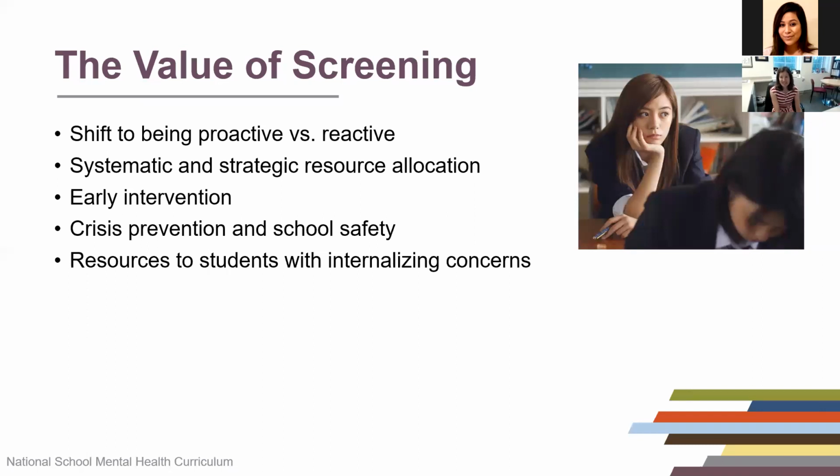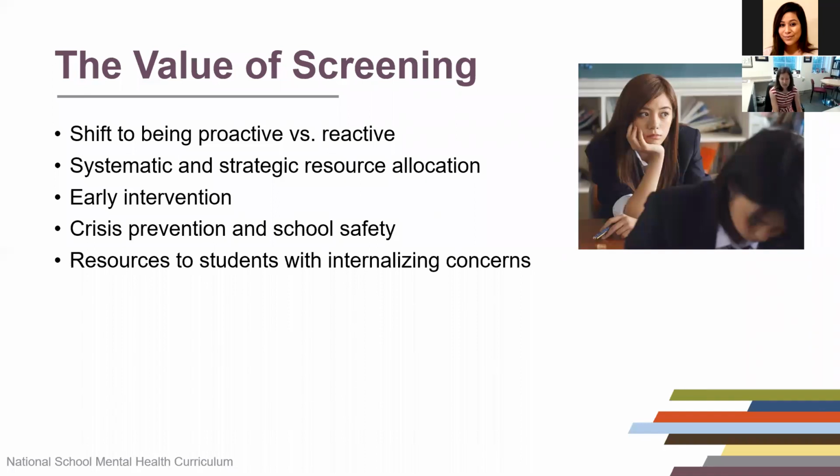Screening allows us to do early intervention, and we are able to catch and think about students who may have early risk, and we could provide lower tier services to help mitigate that risk and put them on track for school success. Screening is really critical when we think about crisis prevention and school safety.